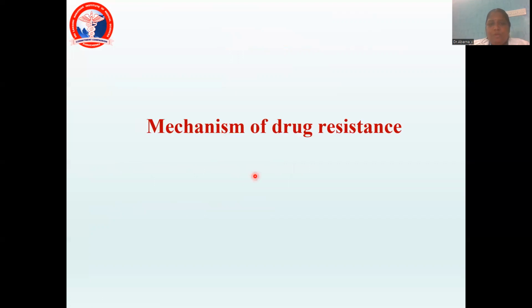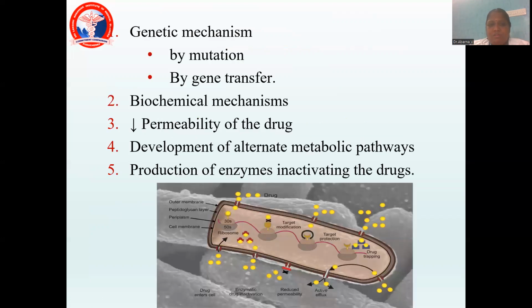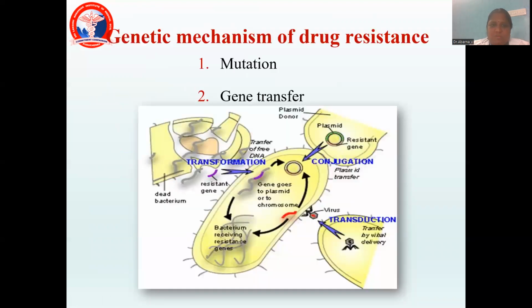Coming to an important topic, drug resistance. What are the different mechanisms of drug resistance? A bacterium can acquire drug resistance by genetic mechanisms, which may be mutation or gene transfer, or through biochemical mechanisms: reduced permeability of the drug, developing alternate metabolic pathways, and producing enzymes inactivating the drugs. So these are the various methods by which an organism acquires drug resistance.